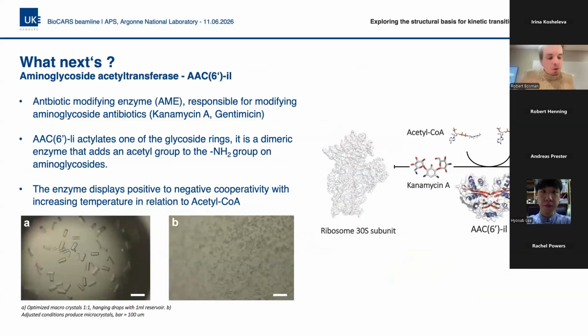What's next? Well, the next enzyme system that I'm principally working on is the aminoglycoside acetyltransferase enzyme. This is another antibiotic modifying enzyme, so we're covalently adding an acetyl group to an aminoglycoside. These would normally bind the ribosome and inactivate the ribosome. When they're acetylated, they're no longer able to do this.